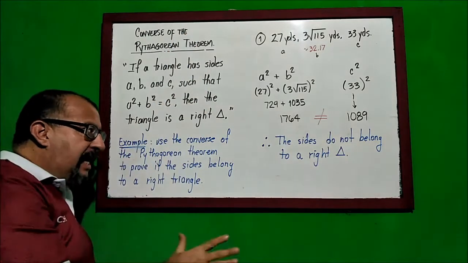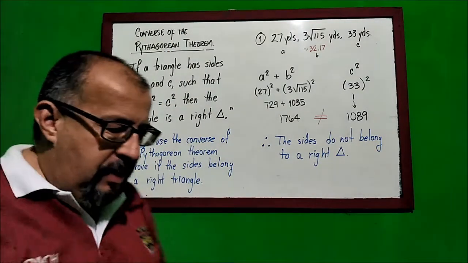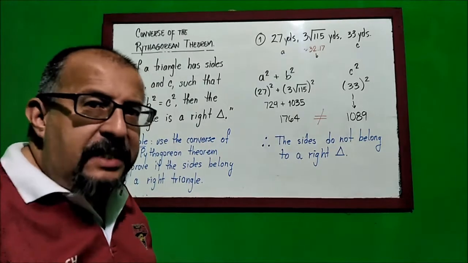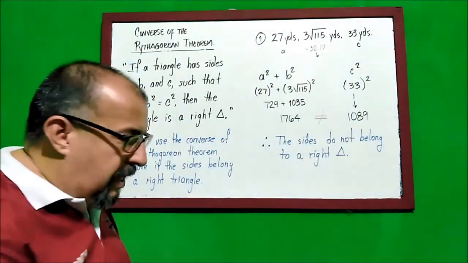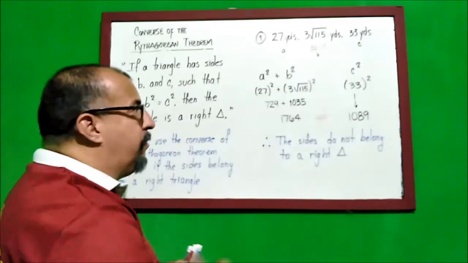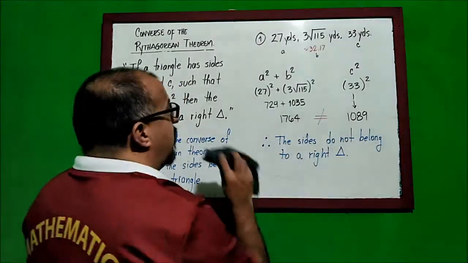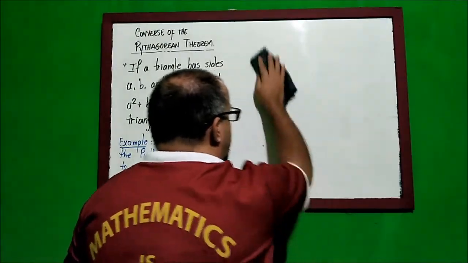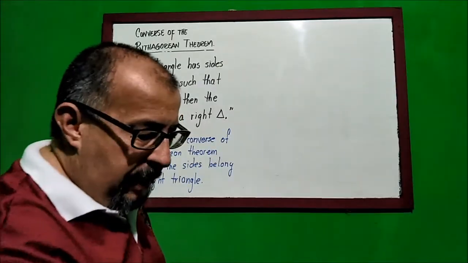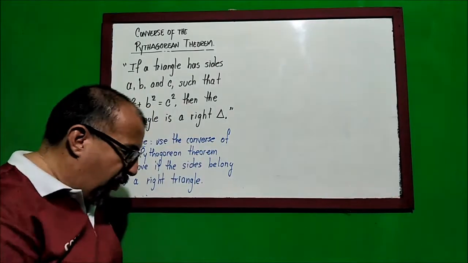Okay, now let's analyze a second problem, in which the sides of a triangle are going to be part of a right triangle. So what we're going to prove is that the answers are exactly the same on both sides. So let's analyze example number 2. Example number 2 will be the following.